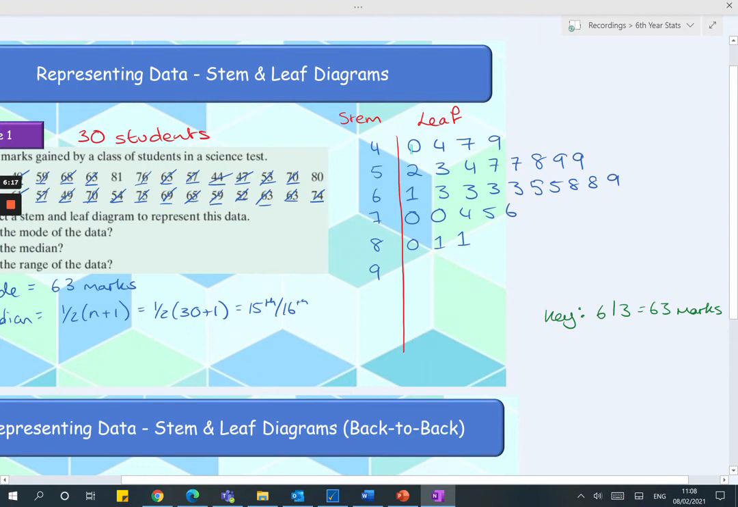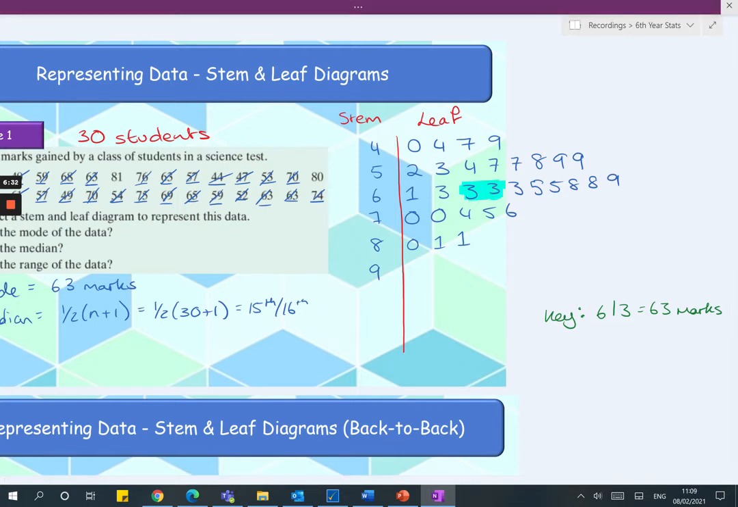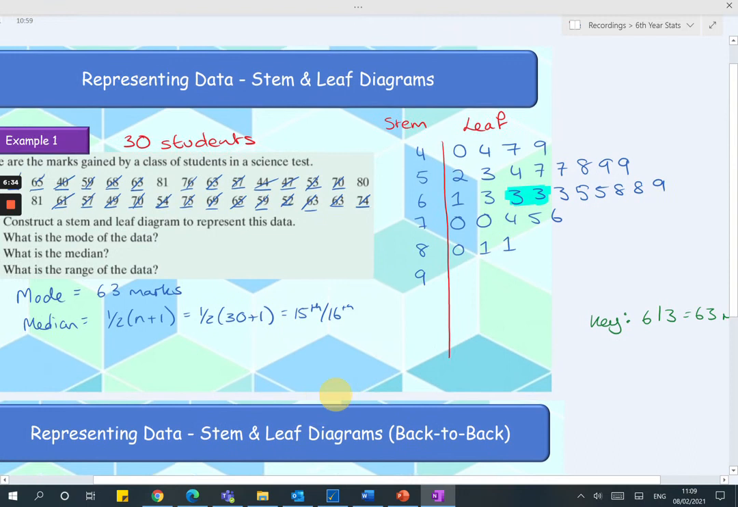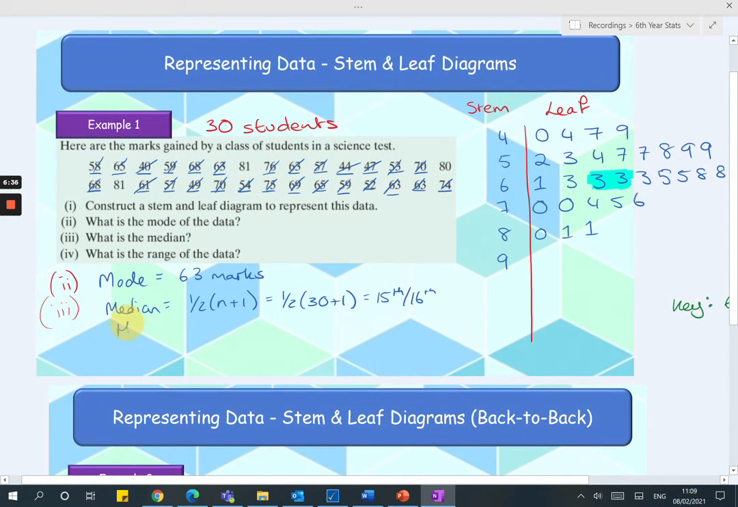1, 2, 3, 4, 5, 6, 7, 8, 9, 10, 11, 12, 13, 14, 15, and 16. So between these two numbers is going to be my median, which is 63 and 63. So that means my median is going to be 63 marks.